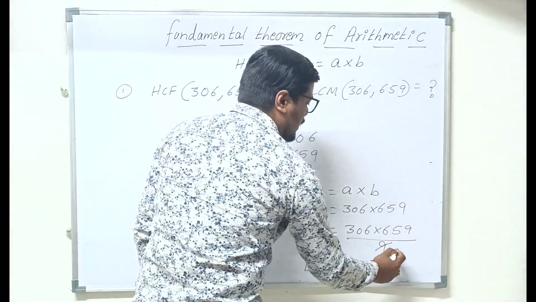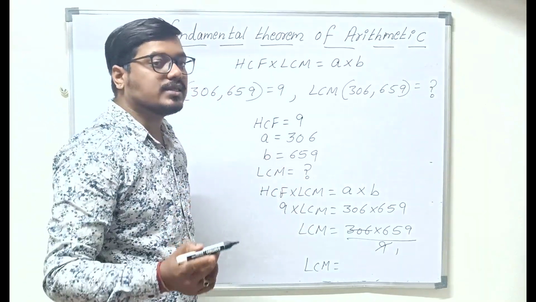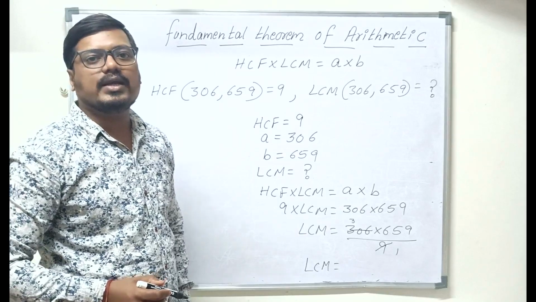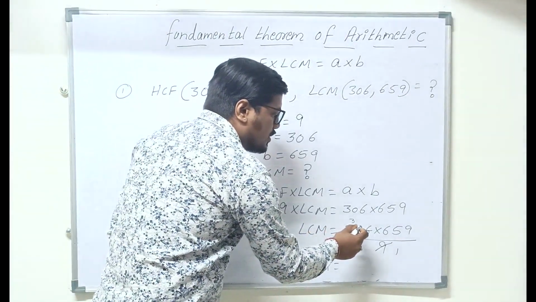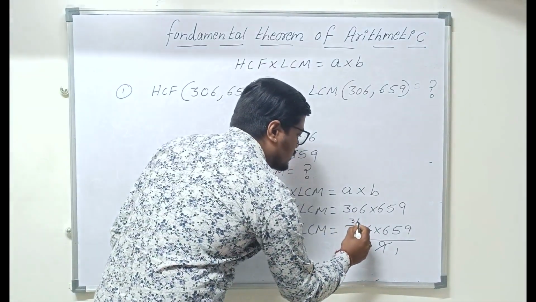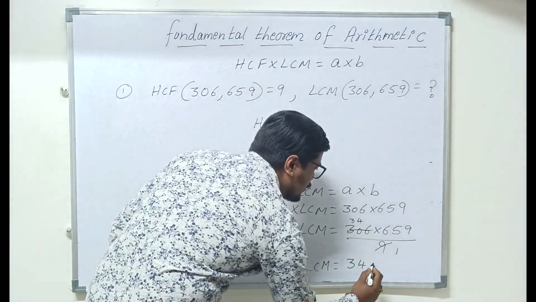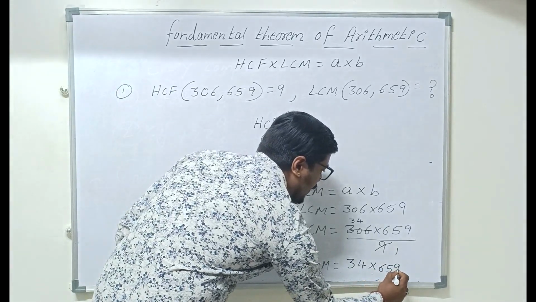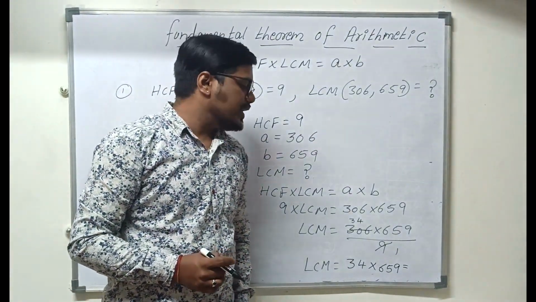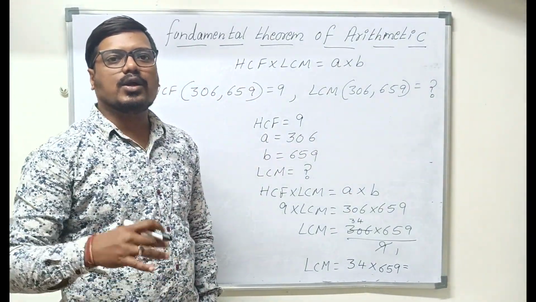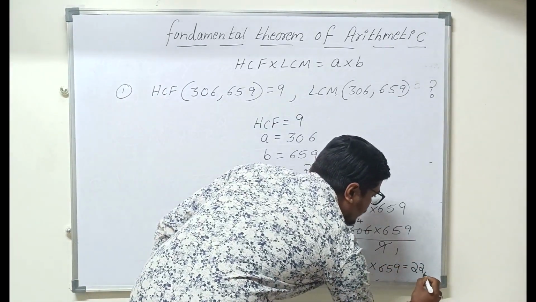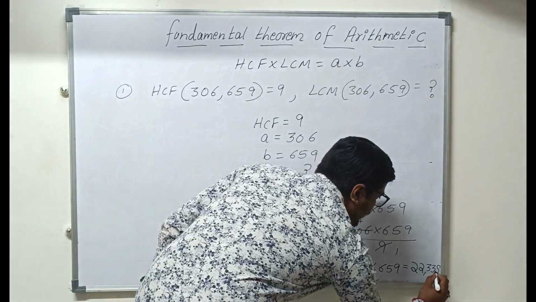9 ones are 9, 306, 9 threes are 27. Am I right? 9 threes are 27. Now how much is remaining here? 36. That is 3 and 6. 9 fours are 36. Now 34 into 659 we need to multiply to get the final answer. What is 34 into 659? Do it in your calculator or do the mind calculations and tell me the answer. You're going to get 22,338 as the final answer.